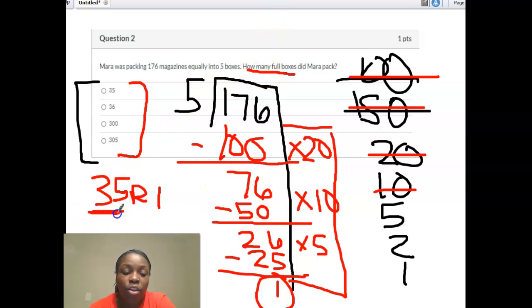So she has 35 full boxes, you guys. Those are full because this next box, this 36th box is only going to have one magazine in it. So it's not going to be full. So she has 35 full boxes. When it asks for a full, that's when you ignore the remainder. Your answer is just your quotient. So there are 35 full boxes.